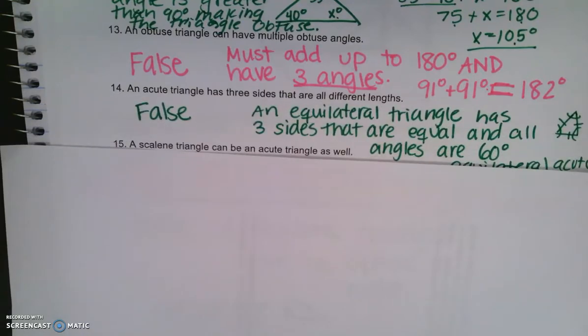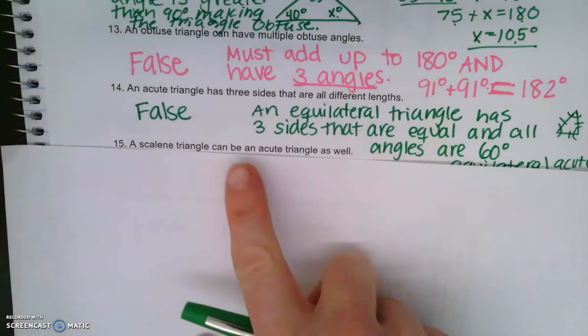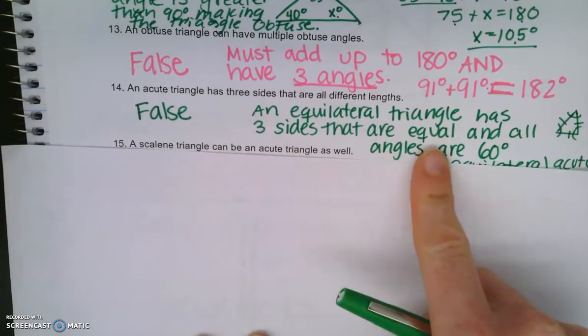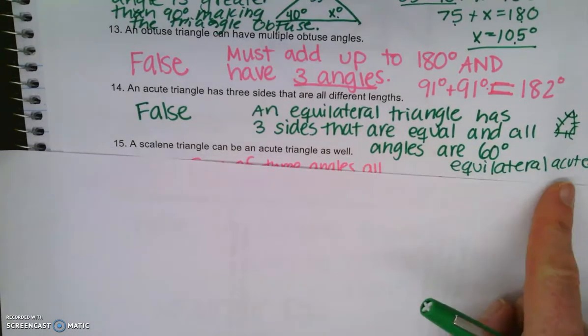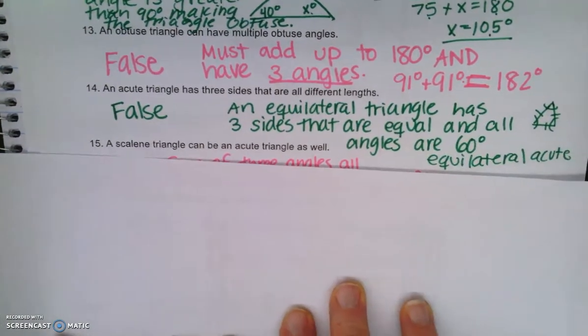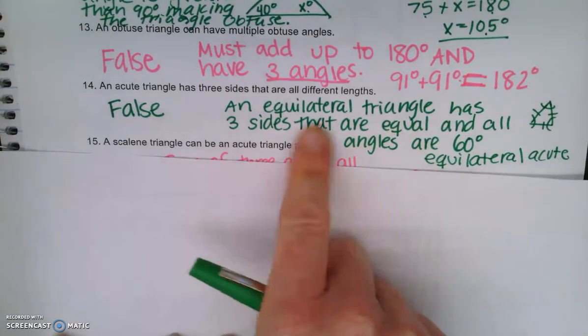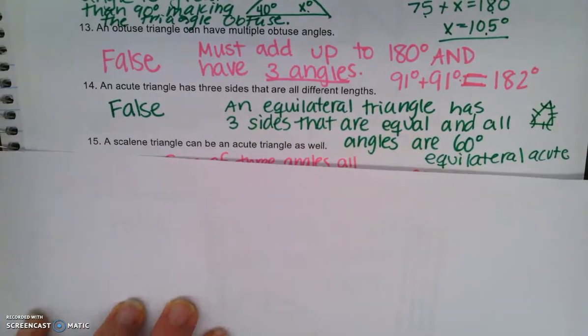My counterexample is an equilateral triangle. It has three sides that are equal. Equilateral, and all the angles are 60 degrees. It's an equilateral acute triangle. So that is a counterexample. That means that this statement is false.